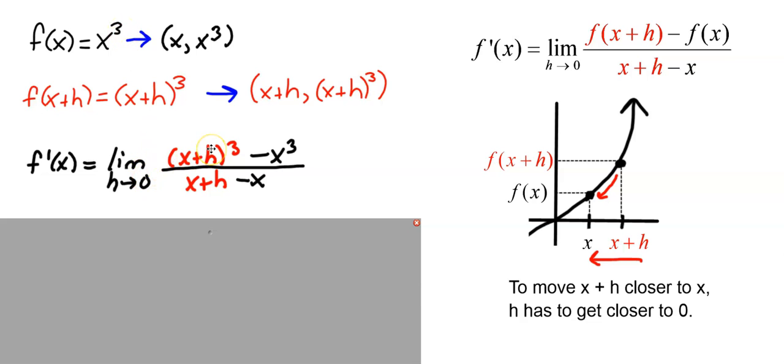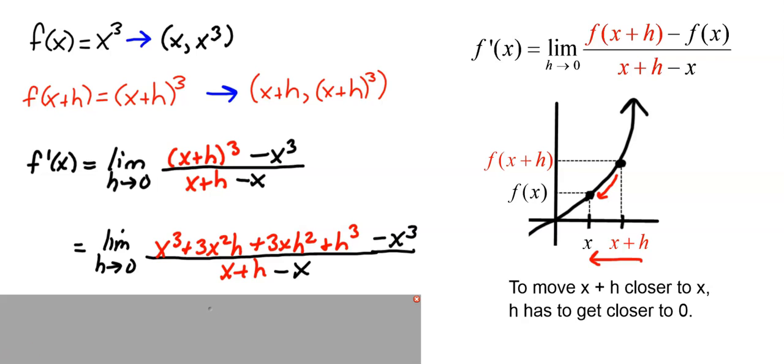Once again, if we substituted 0 for h, we're going to get x cubed minus x cubed over x minus x, which is 0 over 0, which is what we always get. So let's go ahead and do some expanding. We know from the binomial theorem that x plus h cubed is x cubed plus 3x squared h plus 3xh squared plus h cubed. So this is a time when that binomial theorem really comes in handy. And then remember, we have to subtract off the other y value, which is x cubed. Then x plus h minus x in the denominator.